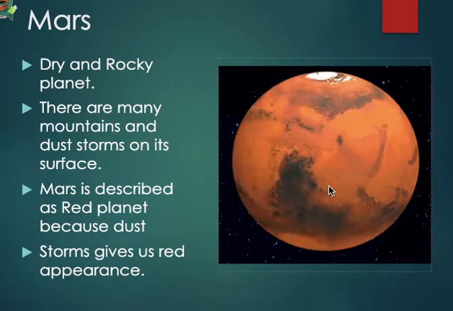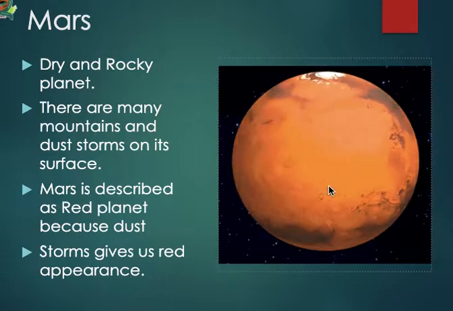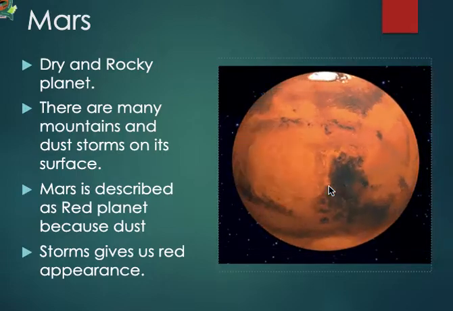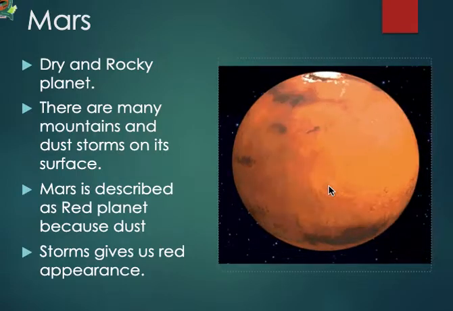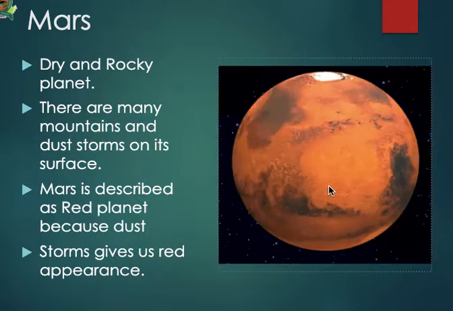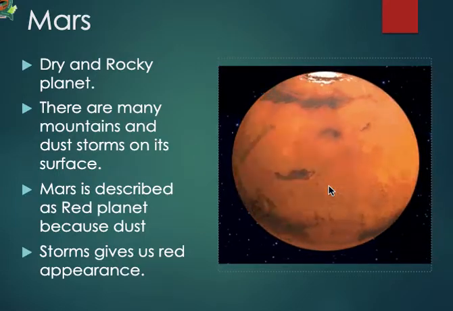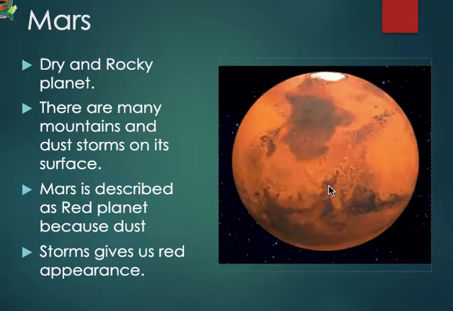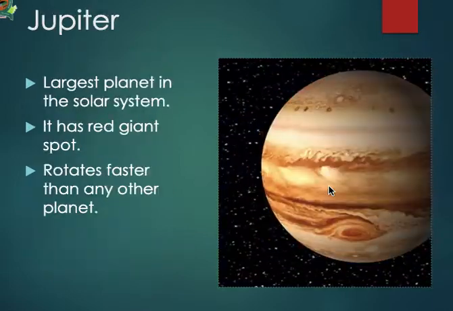Mars, dry and rocky planet. There are many mountains and dust storms on its surface. Mars is described as the red planet because dust storms give us a red appearance. Jupiter, the largest planet in the solar system, has a red gigantic spot. Rotates faster than any other planet.